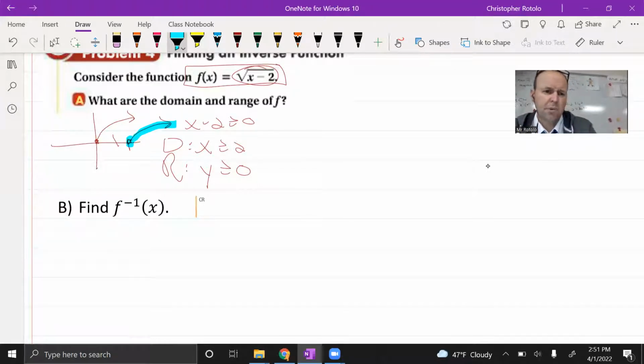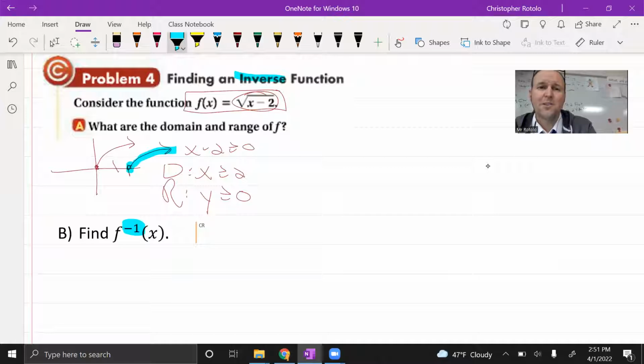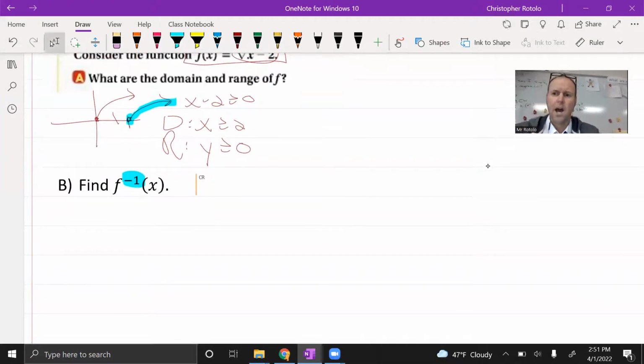Now, the next part has a different notation. It says find f to the negative first. What? Using that notation just means find the inverse. Did I make that dramatic enough? Dramatic. So how do we do that?